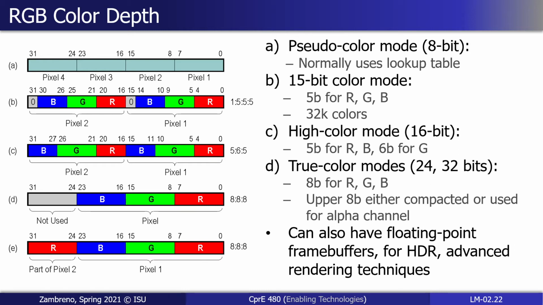Another version that is extremely common is referred to as just 16-bit color, or you also hear it referred to as high color mode. And that's 5 bits for red and for blue, and then 6 bits for green.